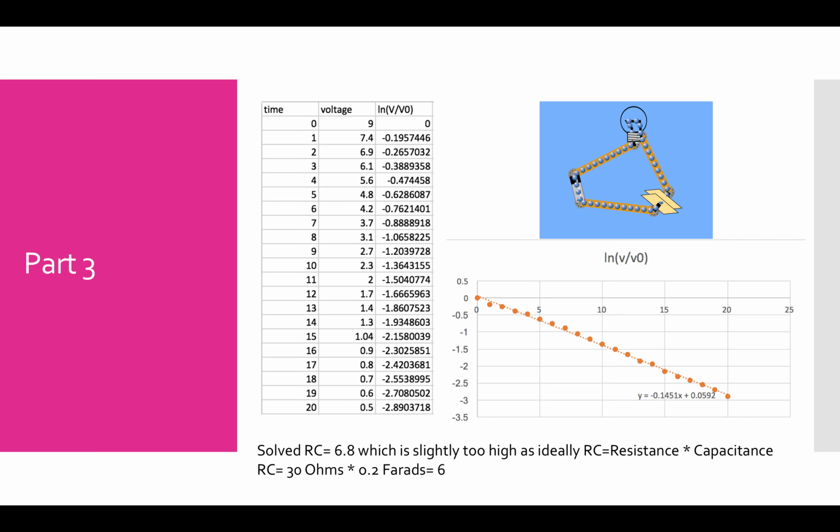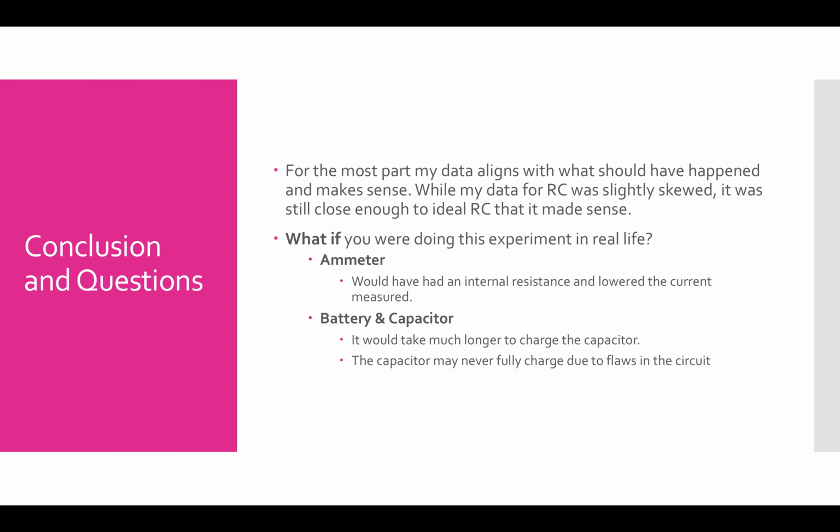which I got to be about 6.8, which is definitely too high, because ideally RC should equal resistance times capacitance, which is 30 times 0.2, which should sum to 6, but it's relatively close. So I think there might have been an issue with some of my data somewhere. So for the most part, my data aligns with what should have happened and makes sense. While the RC was slightly skewed higher, it was still close enough that logically it made sense.